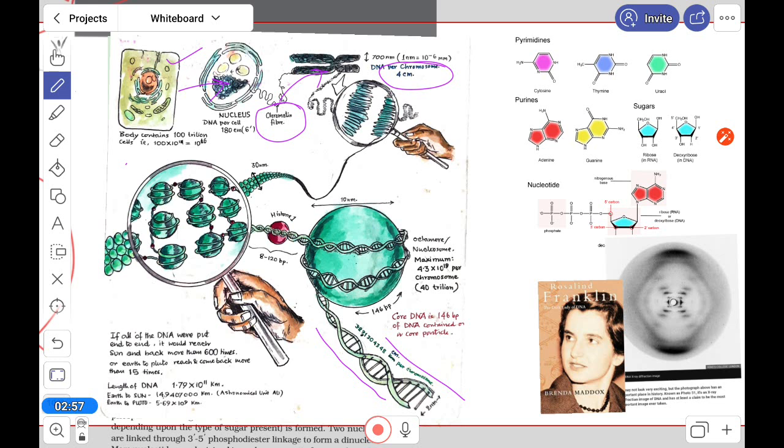If all the DNA were put together end to end, it would reach the Sun and back more than 600 times, and Earth to Pluto maybe 15 times. So it is a huge length, 1.79 into 10 to the power 11 kilometers. Just imagine that. But it is nicely packed inside the cell, inside the cell, it can be 6-7 feet, and nicely it is packed inside.